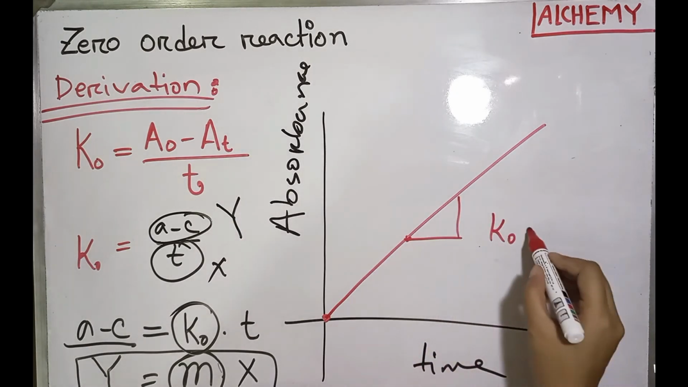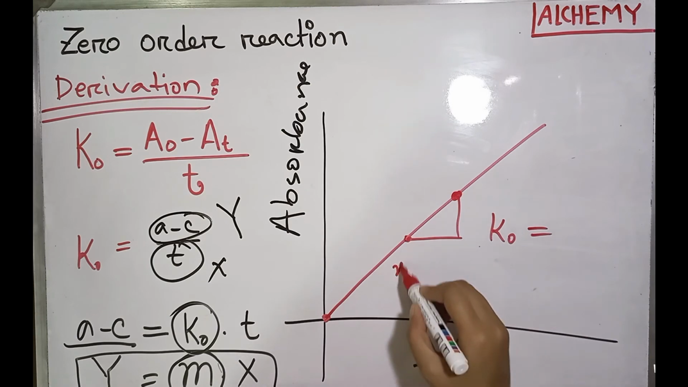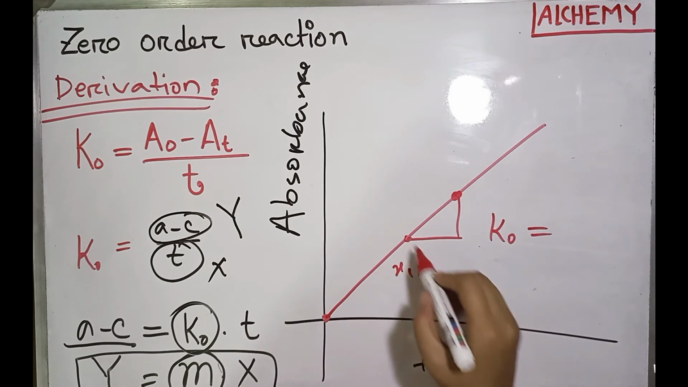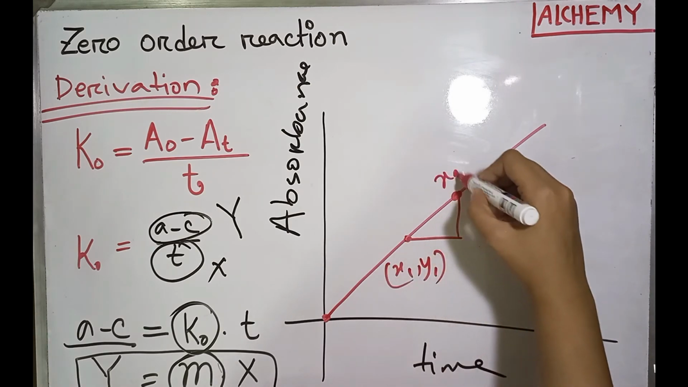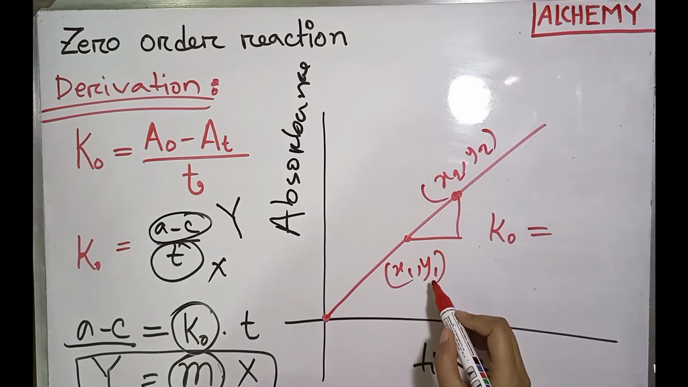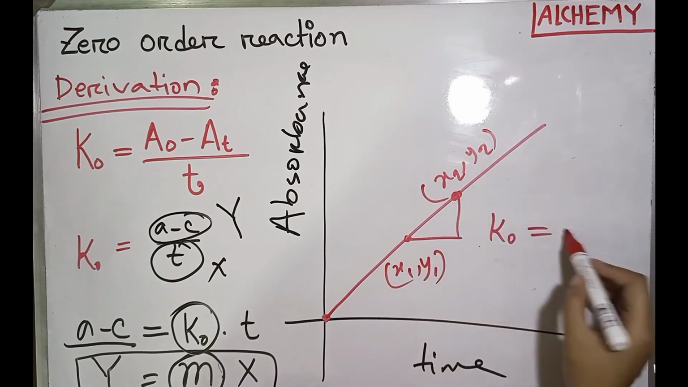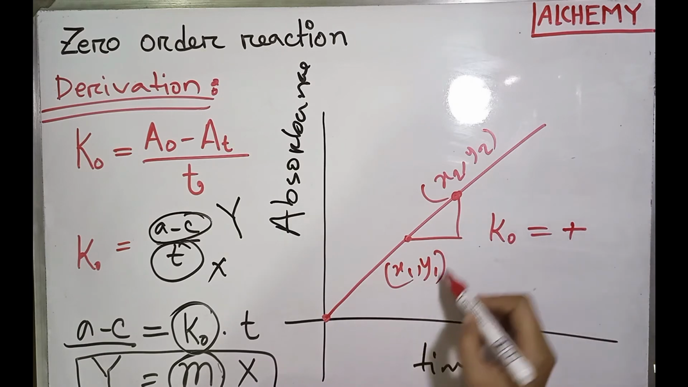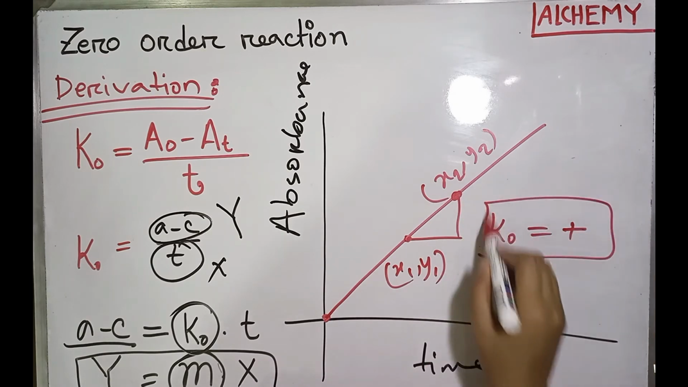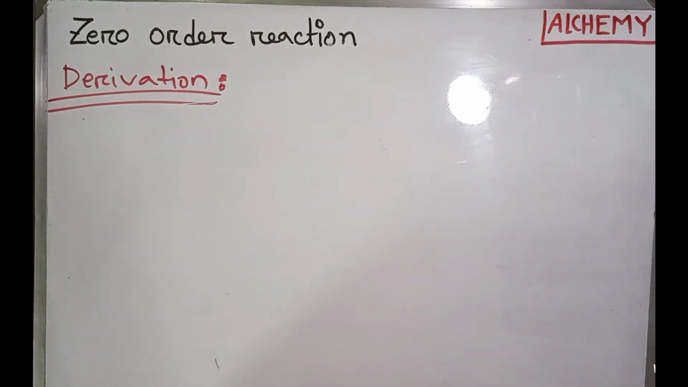Here this point comes first, so it will be x1, y1, and this point will be x2, y2. So y2 is greater than y1, x2 is greater than x1. All values will be positive. So y2 minus y1 divided by x2 minus x1 will be positive. Our slope will be positive. So we learned that the absorbance versus time graph for zero order is a straight line. It can have a positive slope or a negative slope depending on the reason.